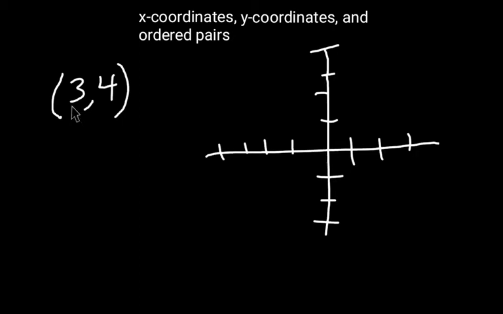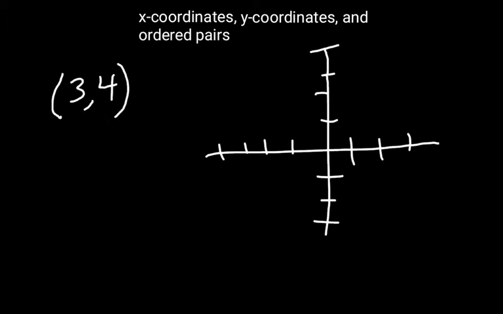Now the order is important. The first number is over, left or right. If it's positive, you go to the right. If it's negative, you go to the left. This is the x-coordinate, right there. The y-coordinate is the second number. If it's positive, you go up. If it's negative, you go down. And together, they make an ordered pair.